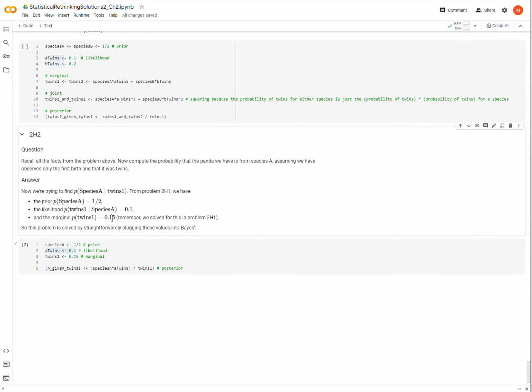And then the marginal probability is 0.15. We calculated the marginal probability up here, although it's not displayed explicitly, but it was 0.15, and so I've just hard-coded 0.15 into the code here. The solution to this is very straightforward. We just plug these into Bayes' theorem. So here's our posterior probability, the probability of species A, given that we've observed twins, and it's just the prior times the likelihood, divided by the marginal, and that's very straightforward. And so we see that it's 1/3, 0.33.